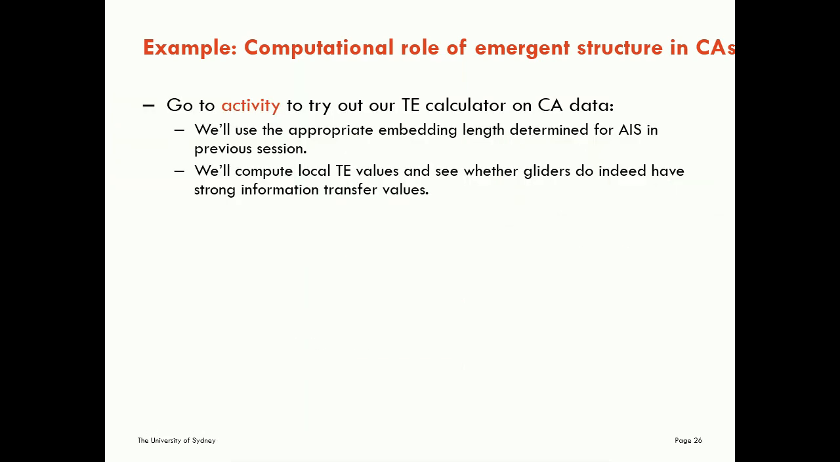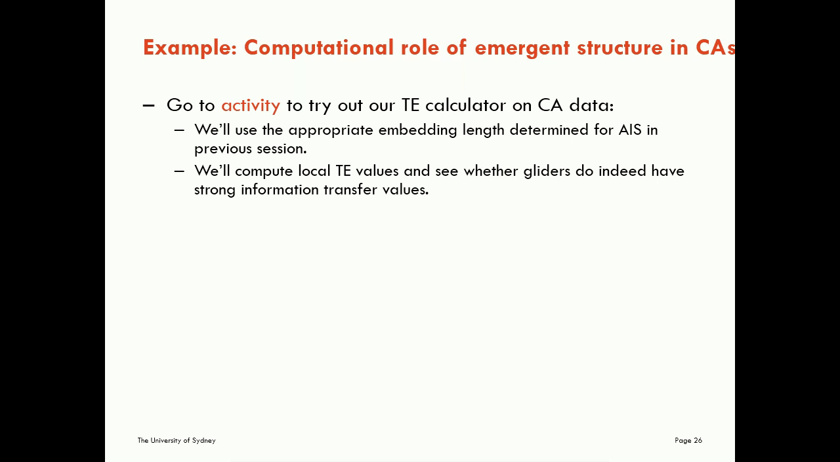So here in our activity, we're going to try out our transfer entropy estimator on cellular automata data. What we're going to do is use the appropriate embedding length determined previously for the active information storage. We're going to take what was determined there using one of the criteria that we looked at before, and use that embedding length directly for the transfer entropy, because as we said, we've got the same concerns when we pick the embedding length for the transfer entropy as we do for the information storage.